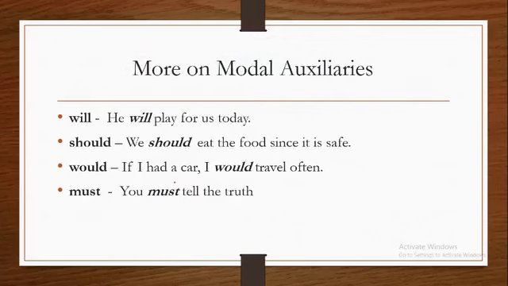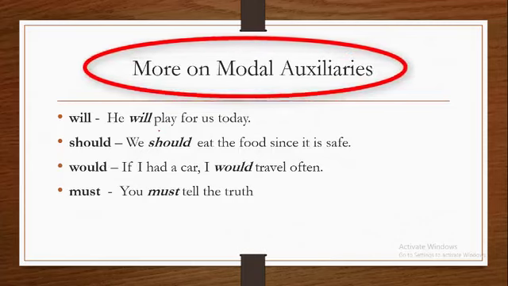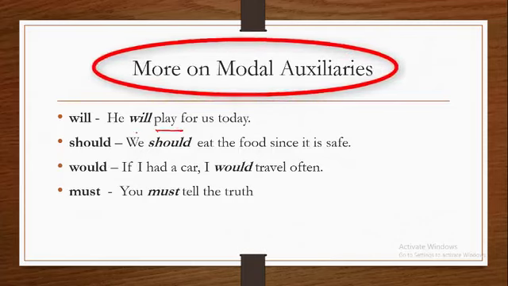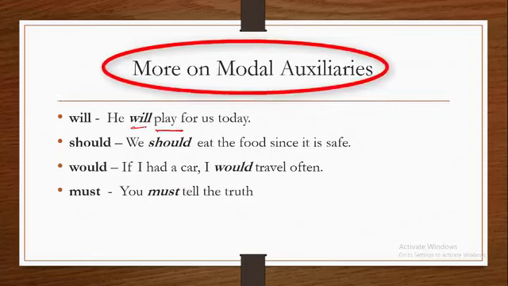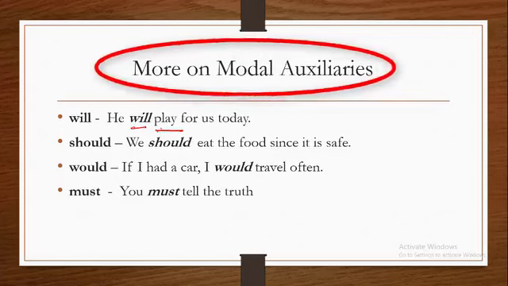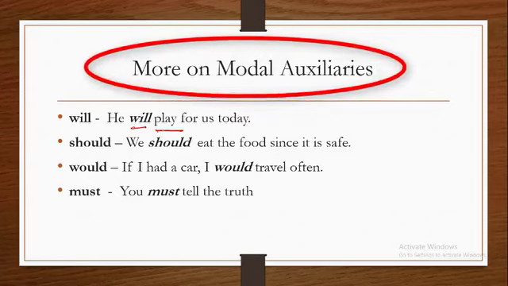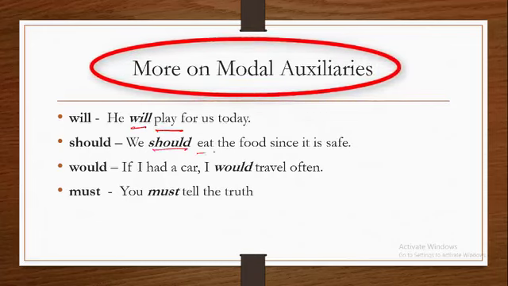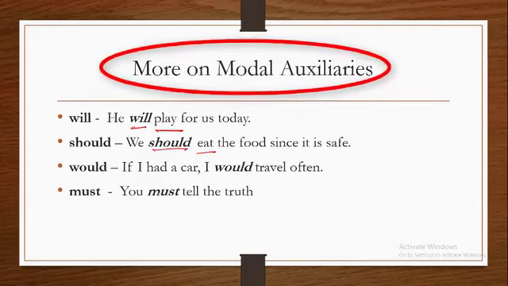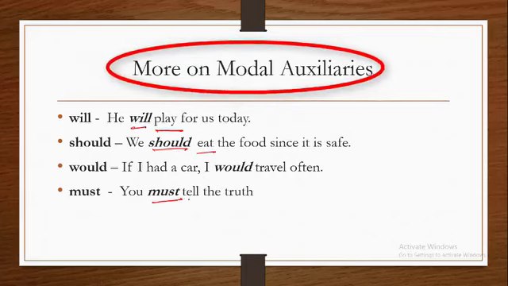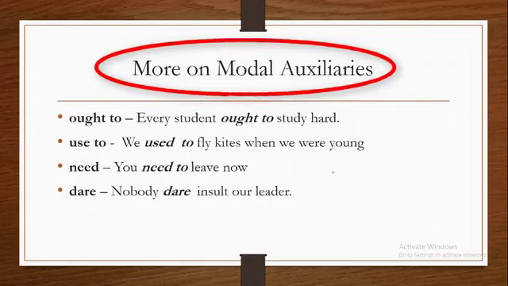Now, I want to take other modal auxiliary verbs. We have will, he will play for us. The lexical verb there is what? Play. We said we always come after. The modal auxiliary verb is will. The lexical verb is play. The primary auxiliary verb or the lexical verb or main verb here is what? Play. So should here is what? Modal auxiliary. It here is what? Lexical. Must is modal auxiliary. Tell is what? Lexical verb or main verb.